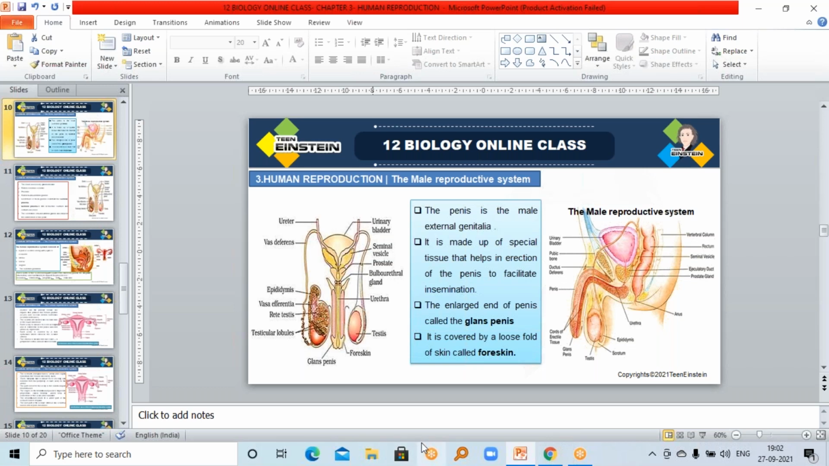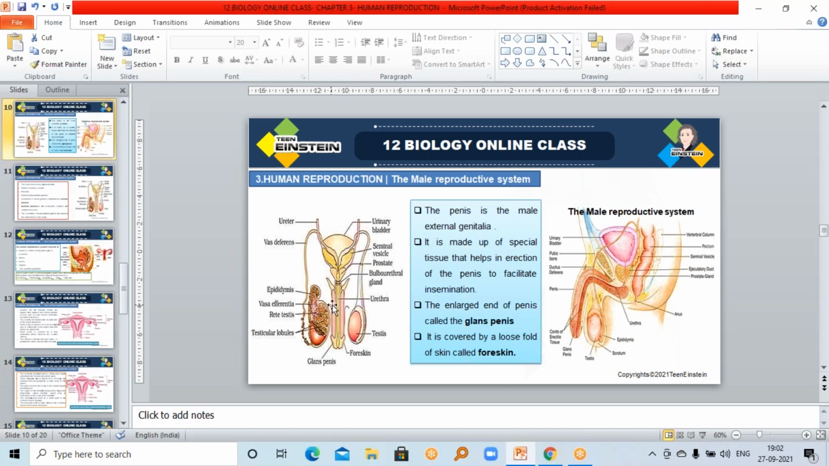Next is the urethra. In males, the urethra is a common duct for the urinary system and the reproductive system. Because it is a passage for urine and semen, both the semen and the urine pass through this urethra.